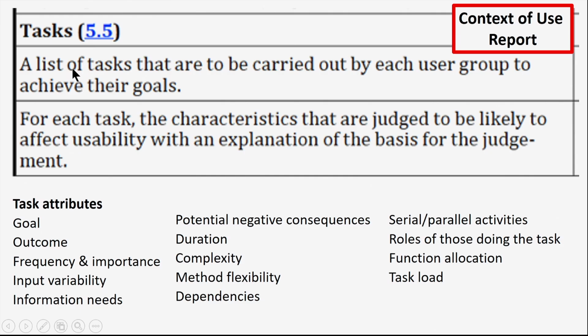Tasks. A task is what each user does to achieve their goals. So what are the tasks and what are their attributes? Here's a rather shortened list of the kinds of attributes that a task might have: its goal, its outcome, its frequency and importance, its input variability, information needs, complexity, dependencies, what's done serially or in parallel, task load. All these things affect the completion of a task. And so the context of use report asks you to provide these kinds of details so that when you go to assess a task, you can do it appropriately.